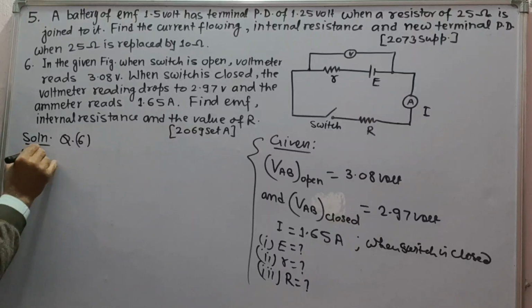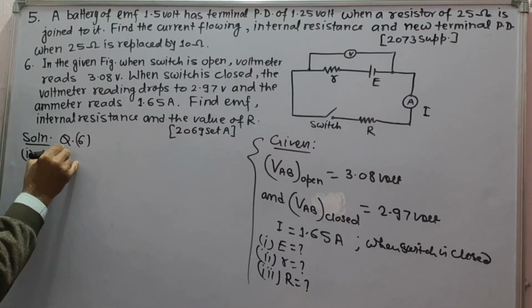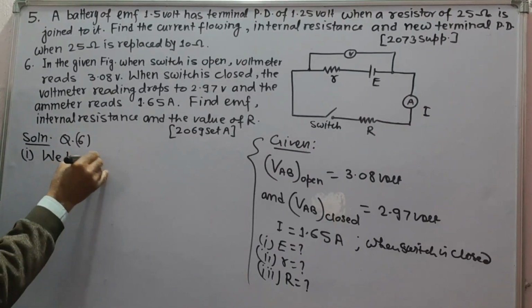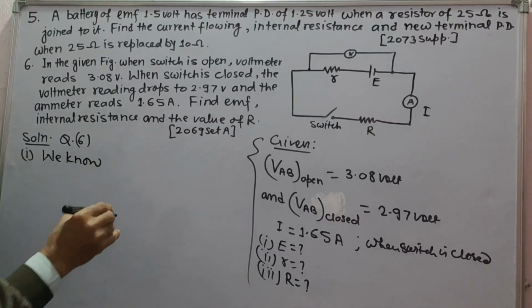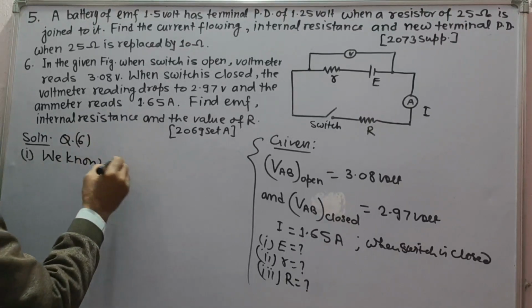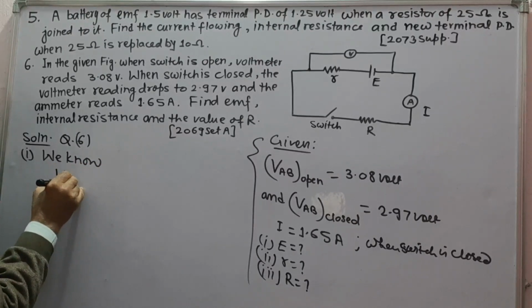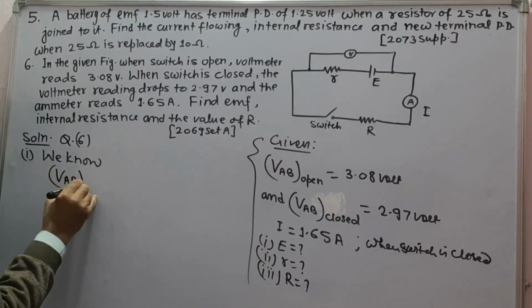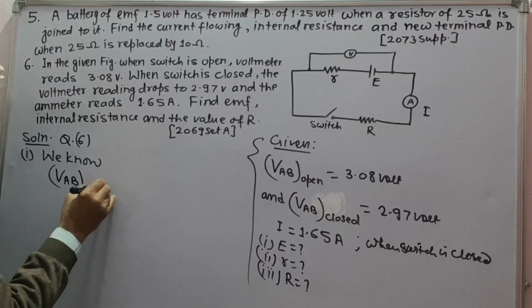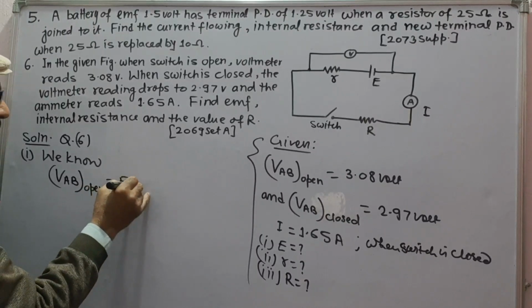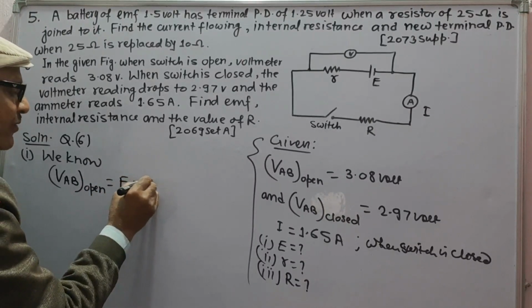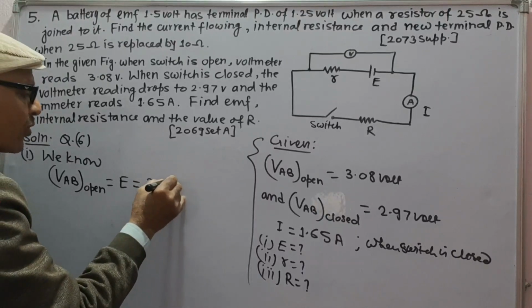First part, we know terminal PD in open circuit is equal to EMF of cell. So, VAB in open circuit will be equal to EMF. So, EMF will be equal to 3.08 volt.